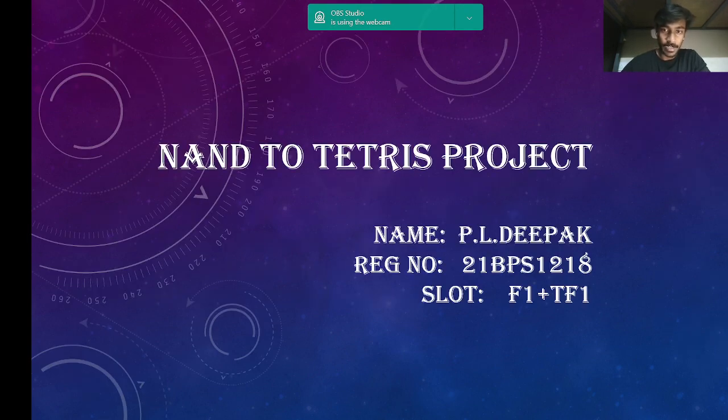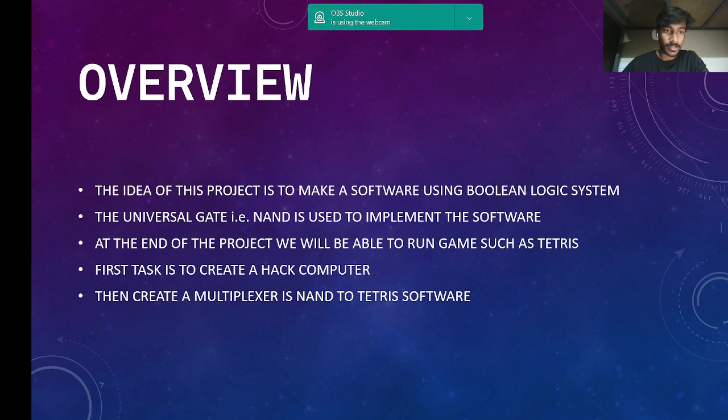Today I'm going to tell you about the Nand to Tetris project. It's an operating system we're going to talk about. First, what are we going to learn? The idea of this project is to make software using a Boolean logic system, like using the NAND gate to implement the software. At the end of the project, we'll be able to run software known as Tetris. We'll be learning about that in a further video.